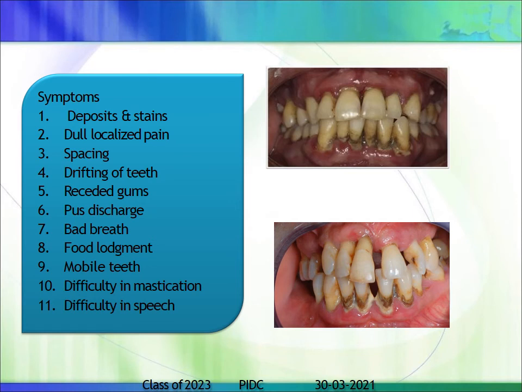So what are the symptoms of periodontitis? The patient might come to you telling about deposits, stains, dull localized pain, spacing, drifting of the teeth, pus discharge, bad breath, food lodgement, mobile teeth, difficulty in mastication, difficulty in speech. So with any of these conditions, examine the mouth. If there is attachment loss, then it means that the patient is having a periodontitis condition.